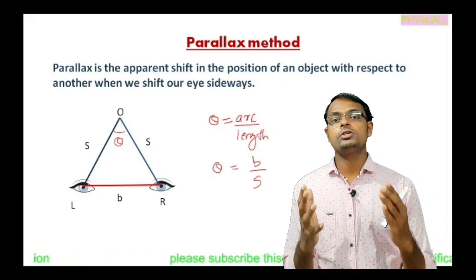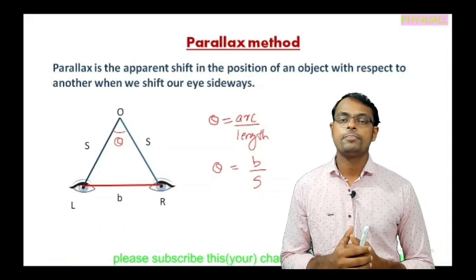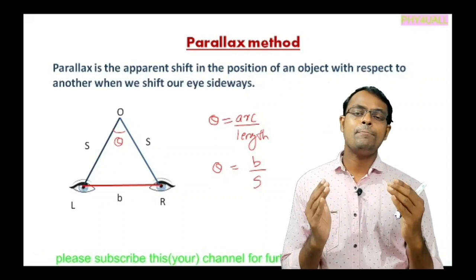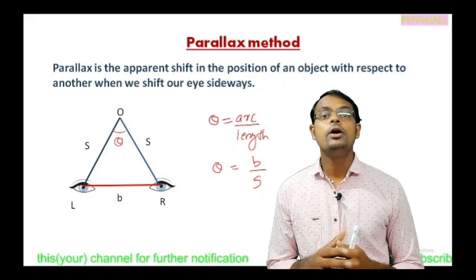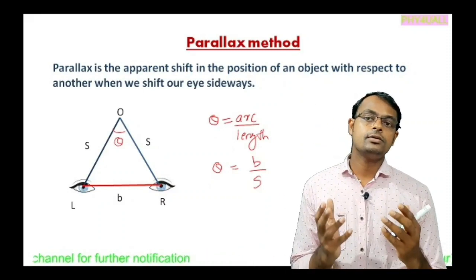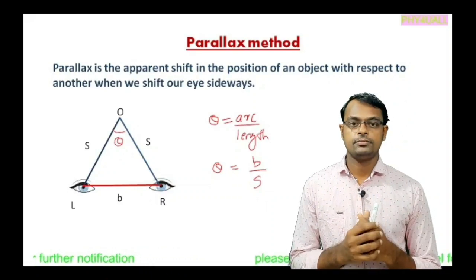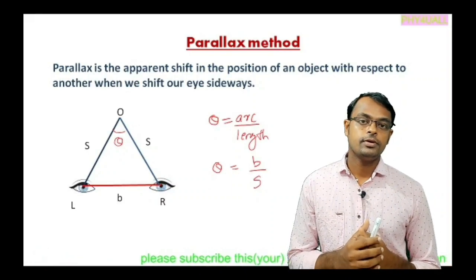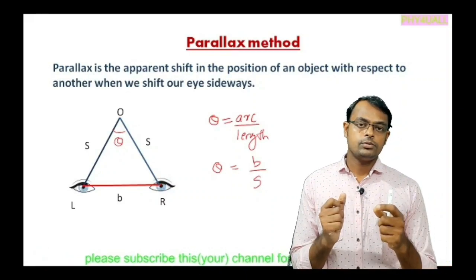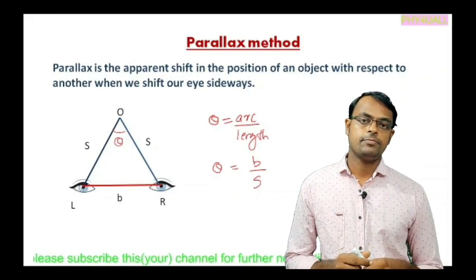So, what is the definition of the parallax method? Parallax is the apparent shift in the position of an object with respect to another object or with respect to a reference object. Now let's learn about this parallax method.